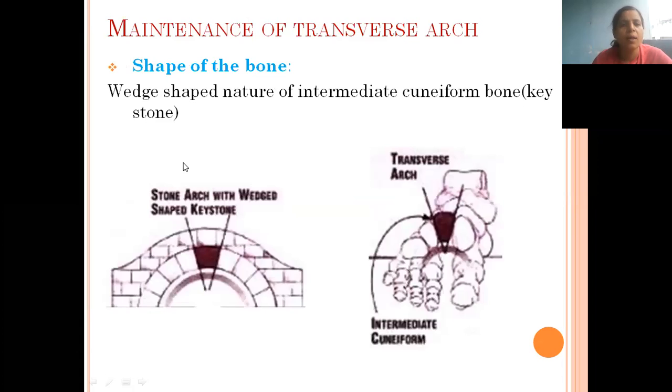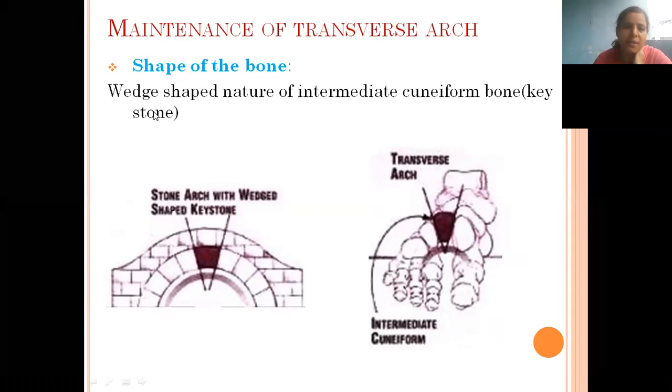Now the maintenance of the transverse arches. I said heads of the metatarsals and bases of the metatarsals; we have anterior and posterior. These bones are very wedge shaped in nature. Here which bone is the keystone? The intermediate cuneiform bone. How many cuneiforms do we have? Three: medial, intermediate and lateral. So the intermediate cuneiform bone is the key bone of the transverse arch.